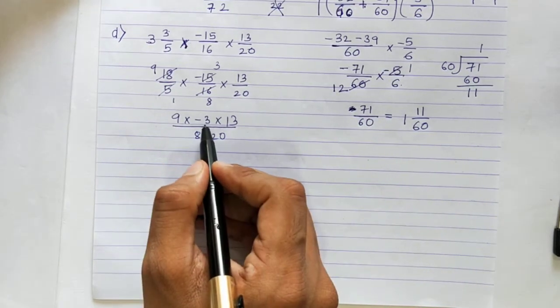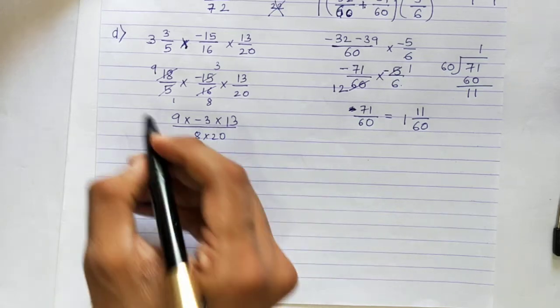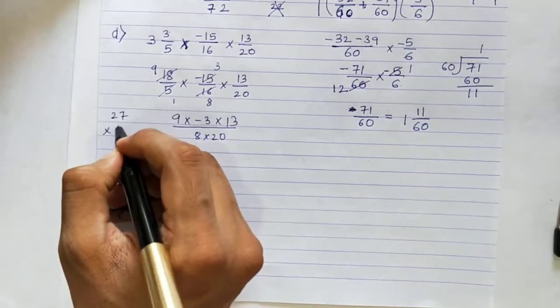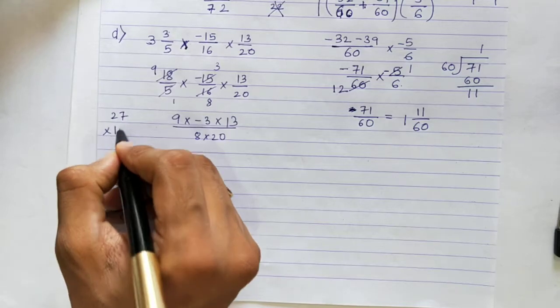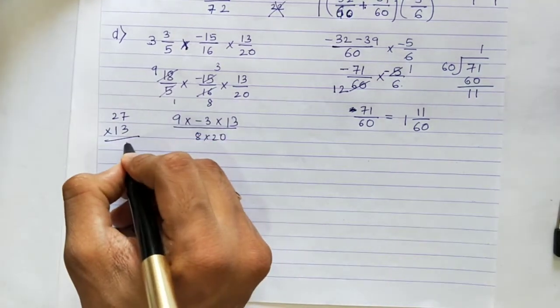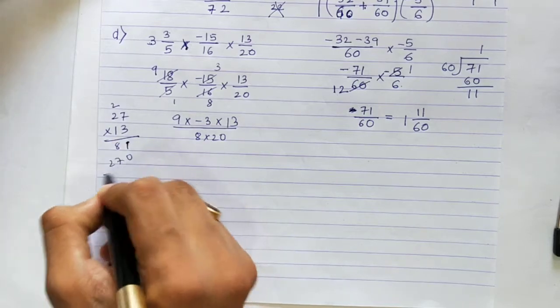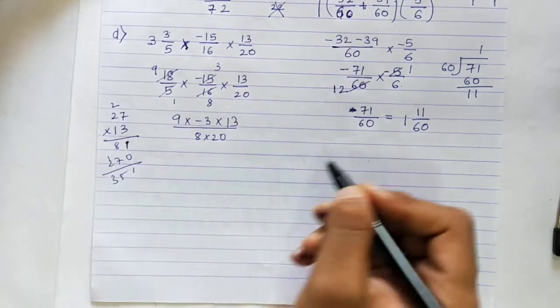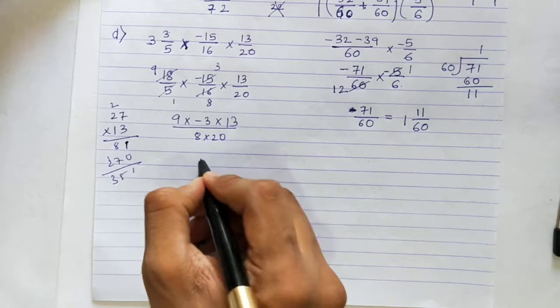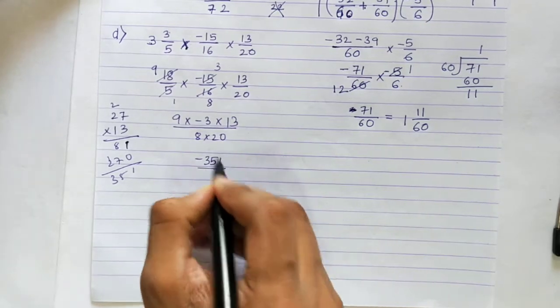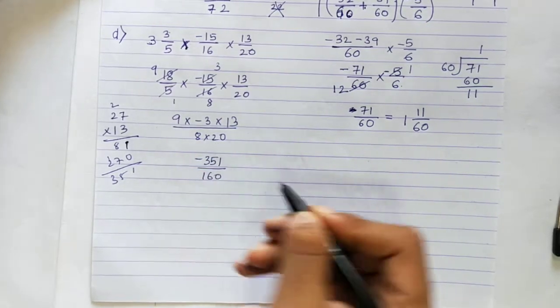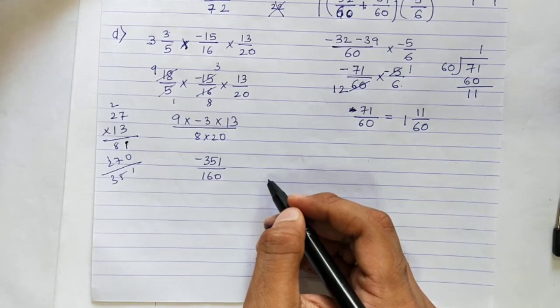Nine into 3, 27. 27 into 13, so we'll multiply 27 and 13. That is 351. So this is minus 351 upon 8 into 2. 8 into 20 is 160.